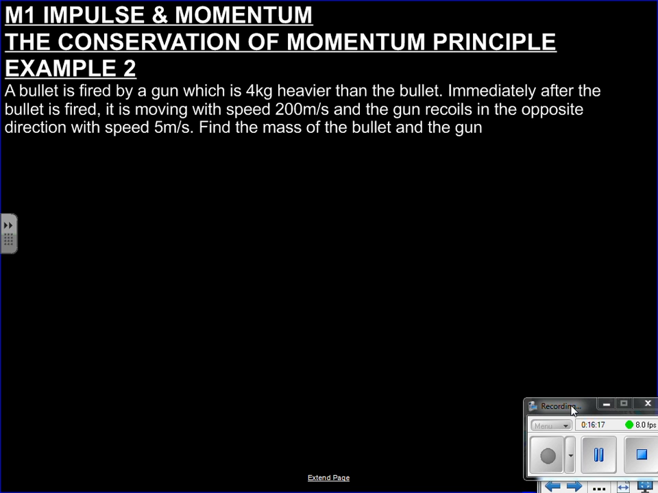Again, you could pause the tape and try your own version of this and then meet up, but let's just make sure that we are both on the same track here. So a bullet is fired by a gun which is 4 kilograms heavier than the bullet. So if the mass of the bullet was m, again, you just draw this as 2 particles. If this is m kg, then this is going to be 4 plus m for the gun, isn't it? So g and bullet b.